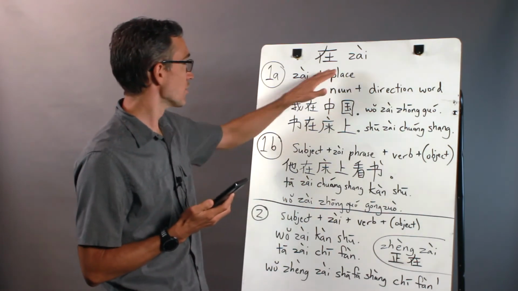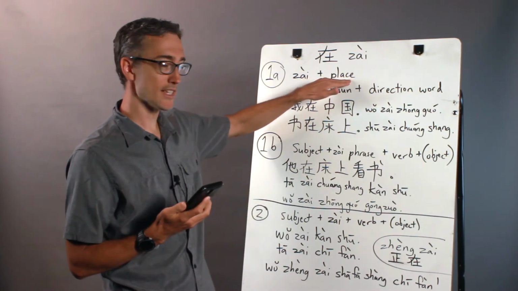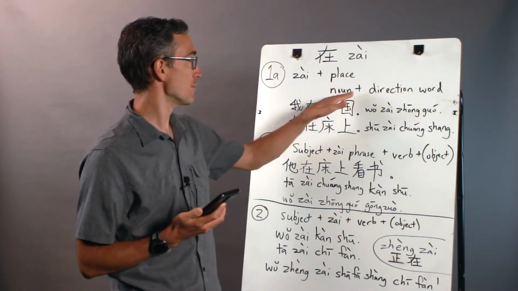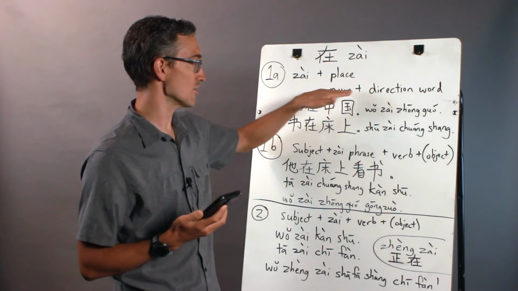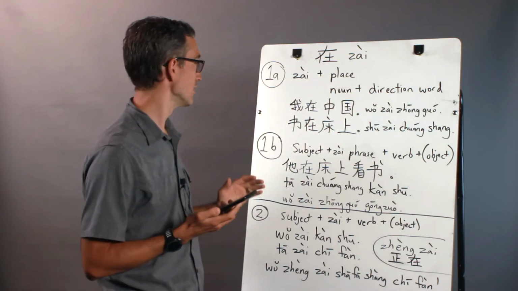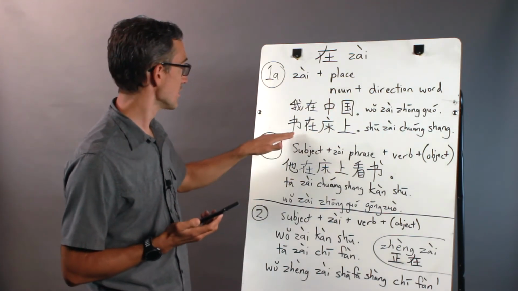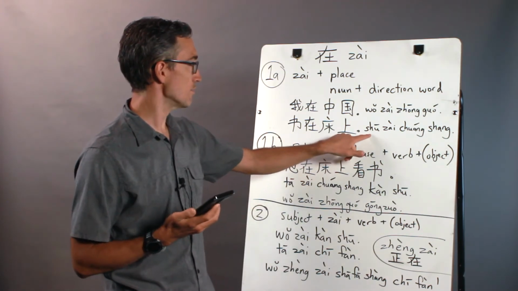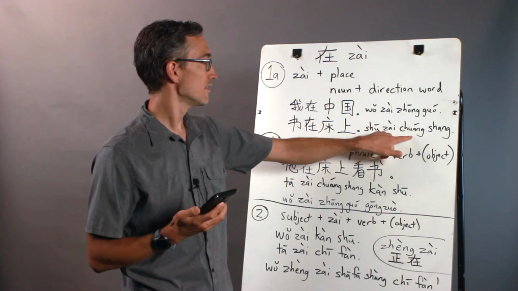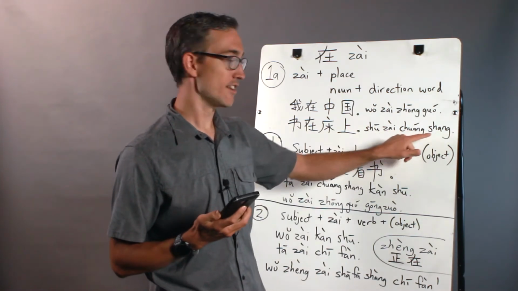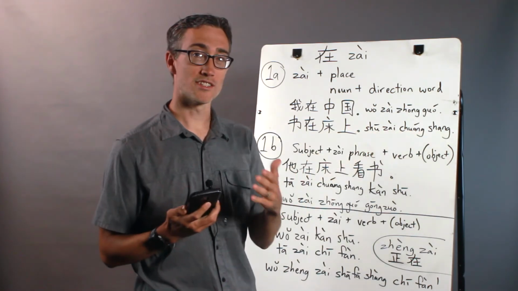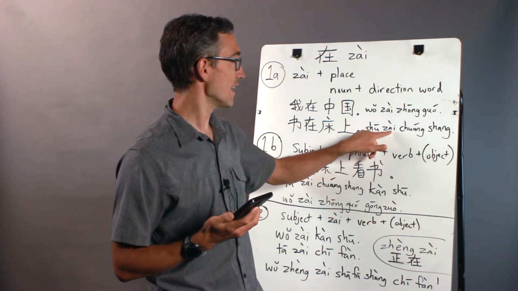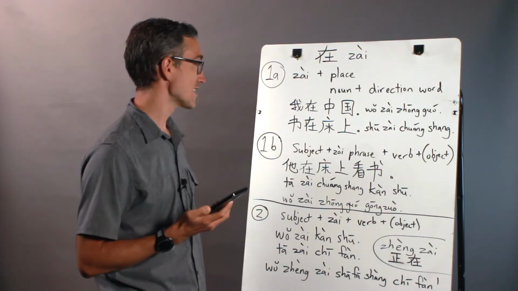So it's either a place, a name of a place, or a noun plus the direction word. That's very important to remember, because this is not very intuitive in English. It's a kind of its own construction. Let me give you another example. 书在床上. 书 is book, 床 is bed, 上 is on. So this in English is the book is on the bed. 书 book 在床上. So that's how it works.